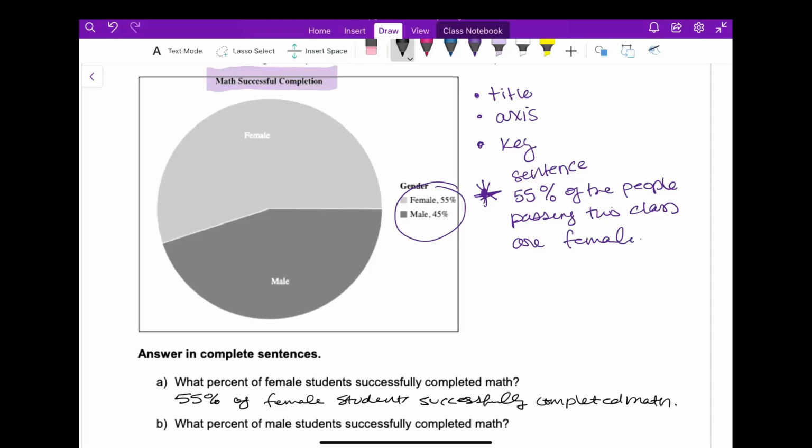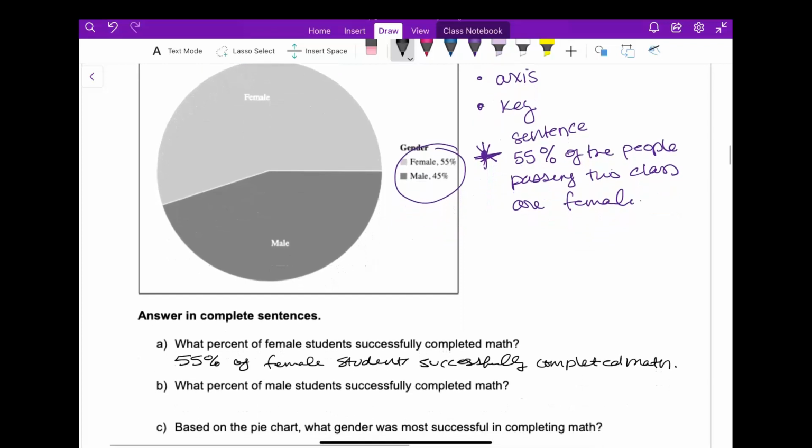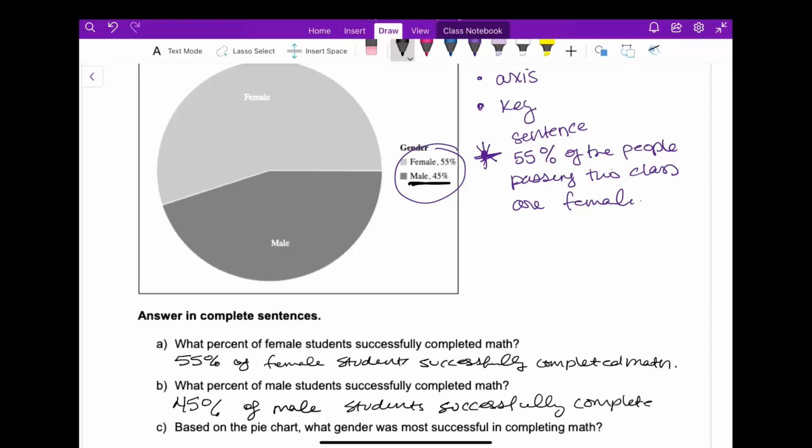What percent of male students successfully completed math? Now, where do we look for that data? So here's the males, and so we have 45%. And I know sometimes I want to say, I'm not going to write out this whole sentence, but really, guys, it helps your vocabulary, it helps your writing, it helps your comprehension, it helps everything.